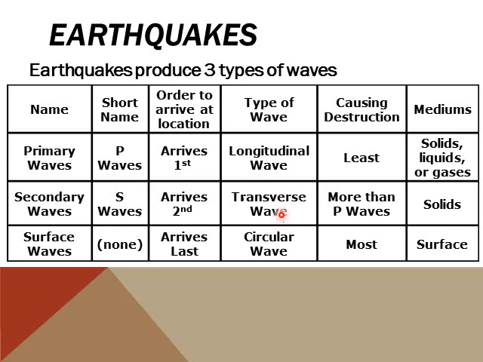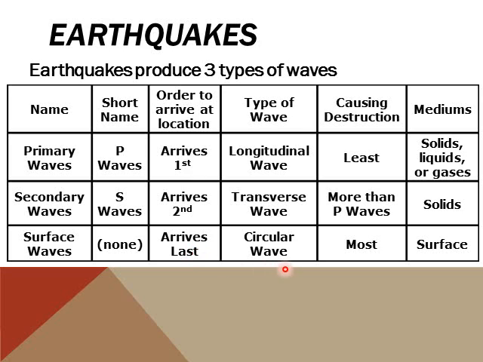The secondary wave is a transverse wave, and because of the properties of a transverse wave, it can only go through solids. Now, it's not as fast as the P wave, so it arrives second, and it causes a little bit more damage than the P waves do. The last wave is the surface wave. The surface wave arrives last.